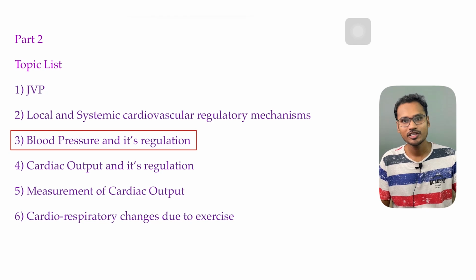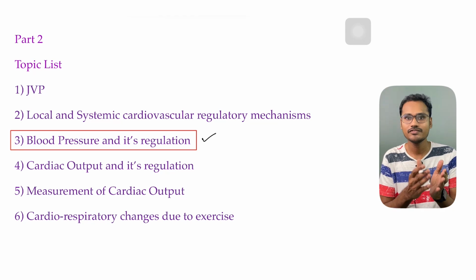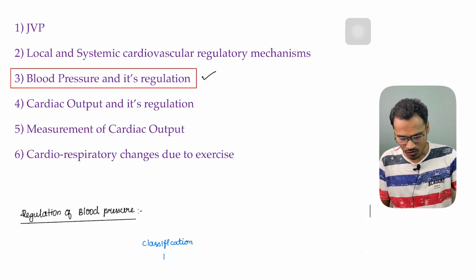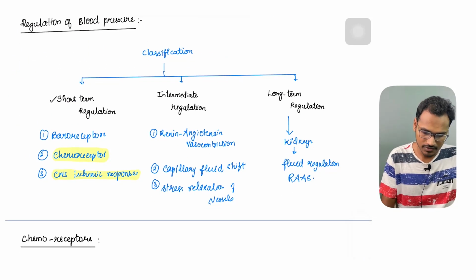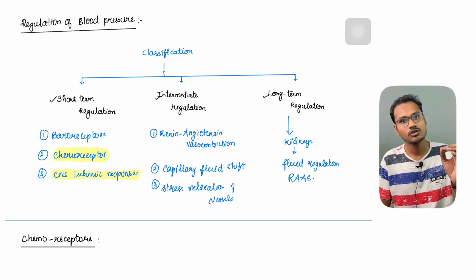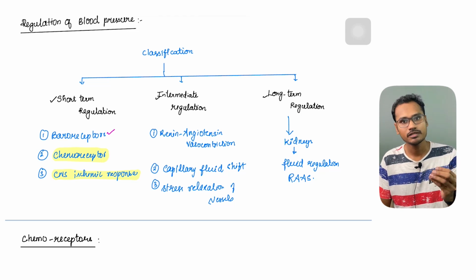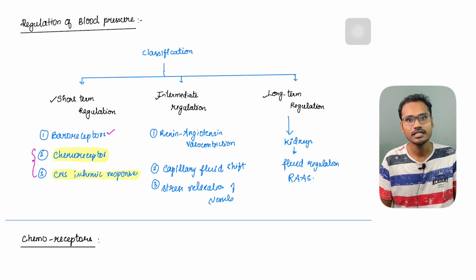Today we are going to continue with our blood pressure regulation, and we were discussing the short term regulation of blood pressure. In this video we will be continuing with the short term regulation of the blood pressure. Just a small recap, we have classified them into short term, intermediate and long term. In the short term, in the previous video we saw one important regulator, that is our baroreceptor. Today's video is going to be a very short and simple video. We are going to see about the chemoreceptors and CNS ischemic response.